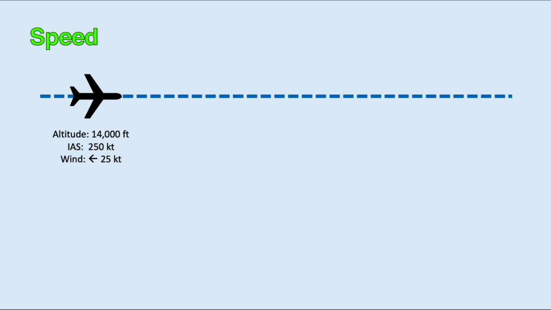So let's see this example. This plane is flying at an altitude of 14,000 feet, flight level 140. It's flying at an indicated speed of 250 knots, but at this level, the wind is going against the plane at 25 knots. That means that the true airspeed, if you apply the formula, is 320 knots.